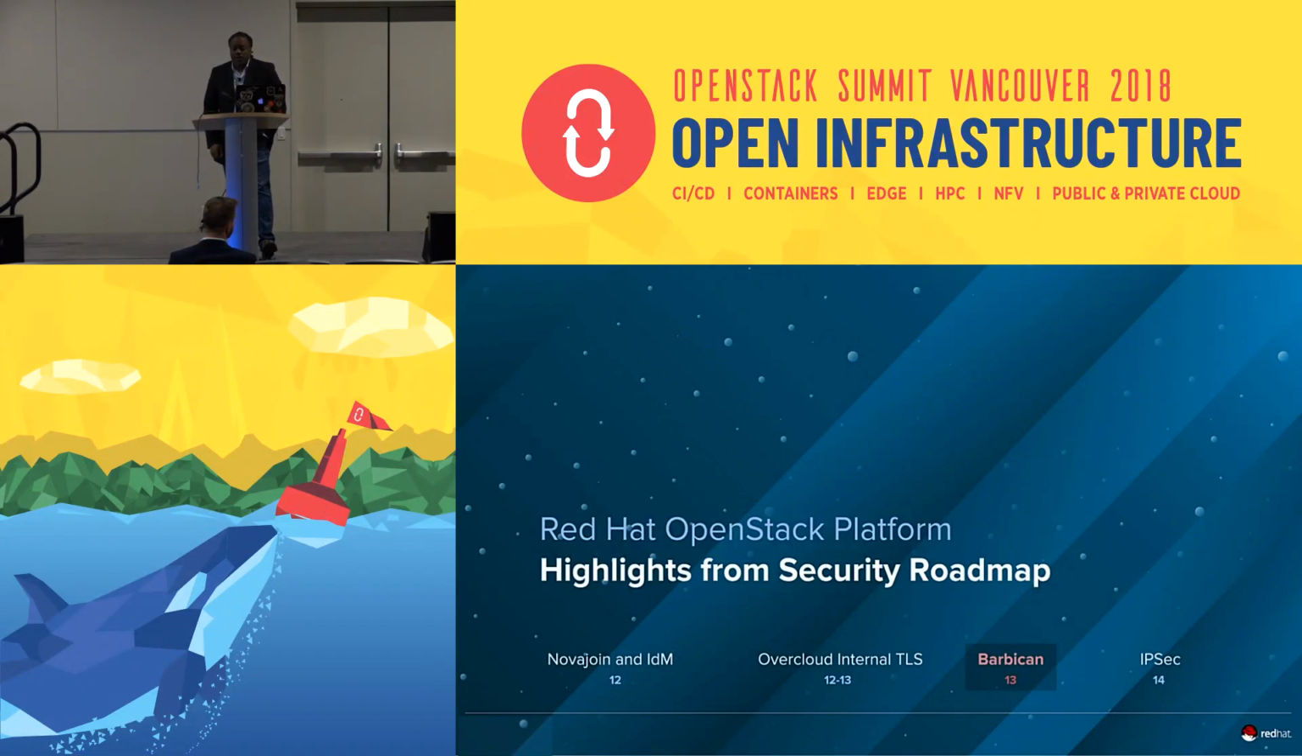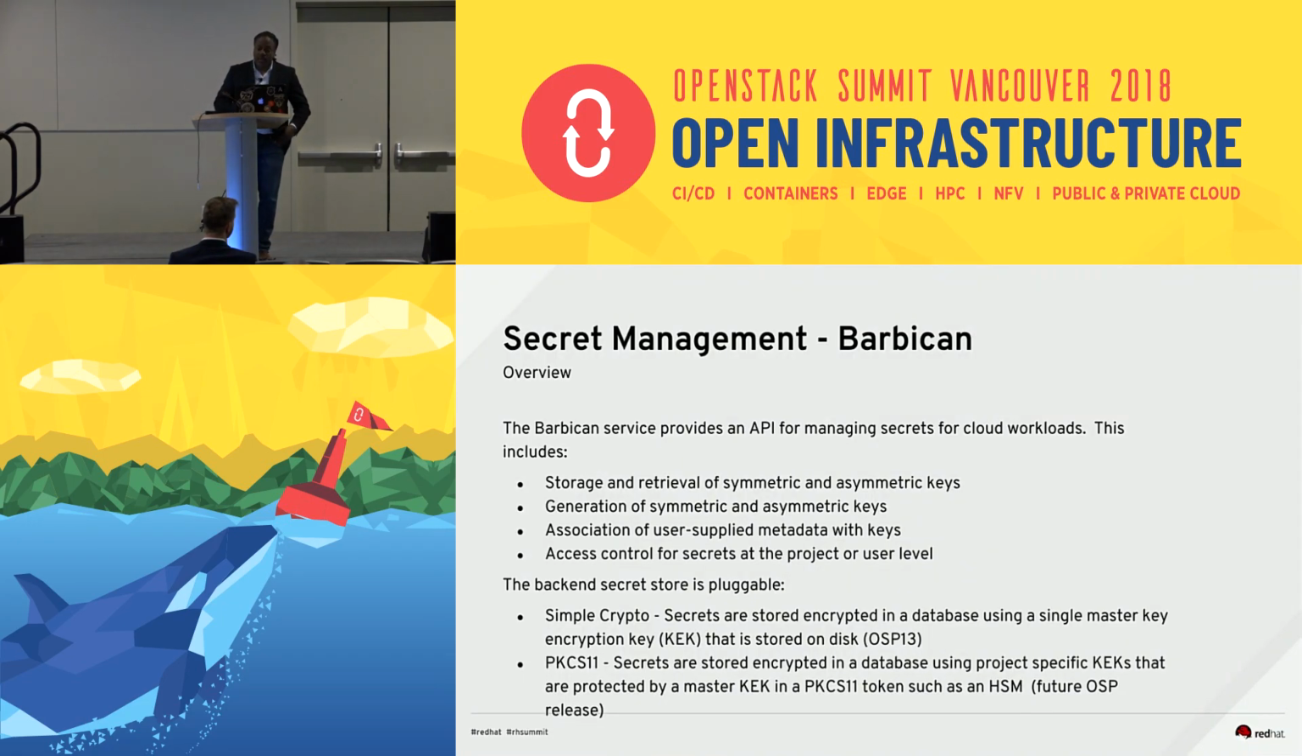Okay, so let's talk about Barbican. Secrets as a service. So Barbican can store and retrieve, generate symmetrical and asymmetrical keys. So think of it as keys as a service or secrets as a service, but in a multi-tenant environment, right? So the keys are kind of bound or compartmentalized by either the user level or the project level, okay?